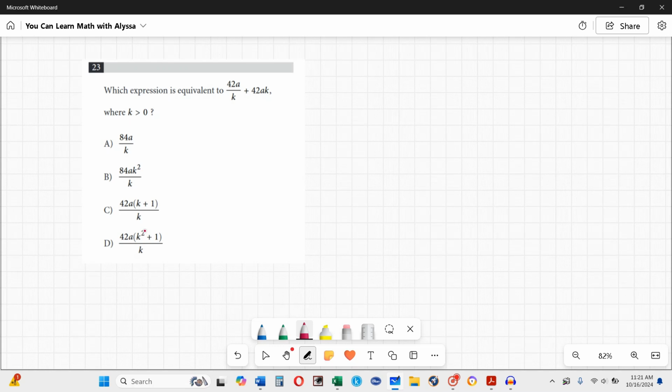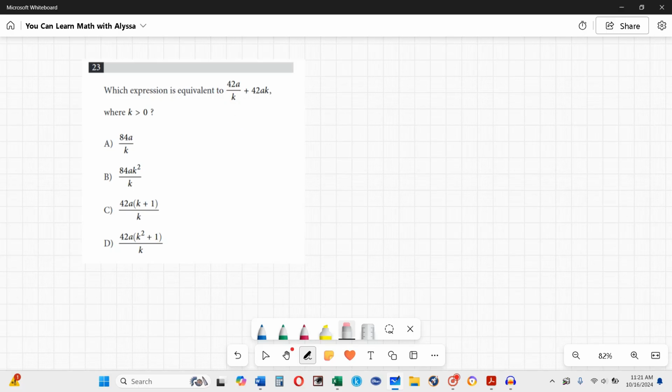Number 23. Which expression is equivalent to 42a over k plus 42ak, where k is greater than 0? The reason they're telling you k is greater than 0 is so you don't get hung up on saying, but what if k is 0? Then this is impossible because I can't divide by 0. So don't worry about that. That's what they're telling you. Don't worry about that possibility.